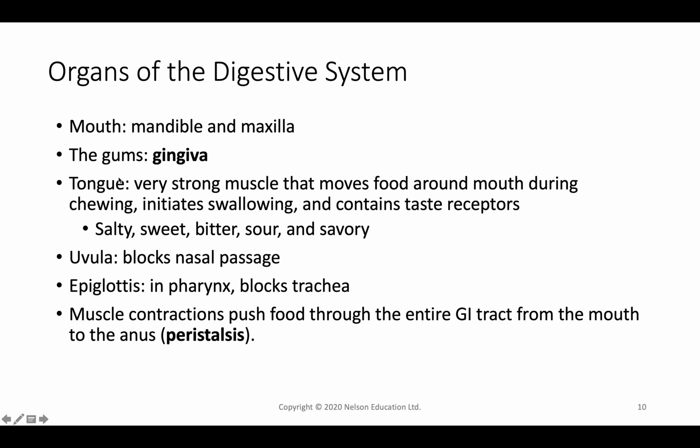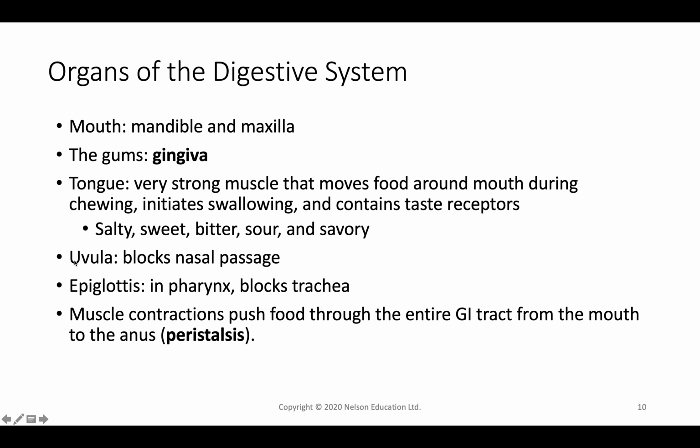The tongue is a muscle. It's going to help move food around. It's going to also allow us to speak, right? So it's going to allow us to communicate with each other. It's also going to allow us to swallow and has taste receptors to allow us to taste multiple different tastes, including salt, sweet, bitter, sour, and what we call umami or savory.